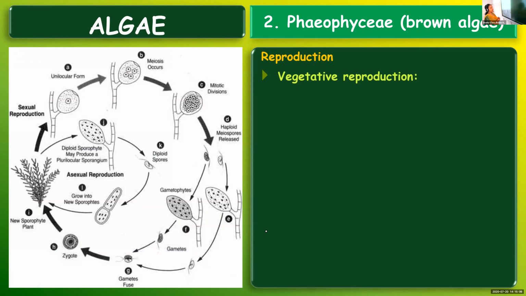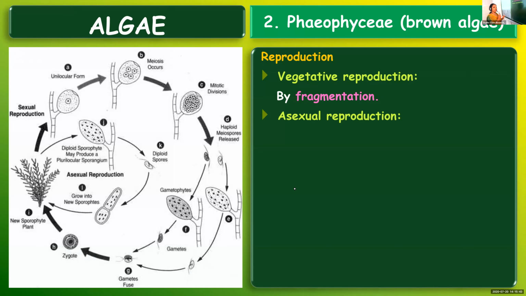Reproduction takes place by different means. Vegetative reproduction takes place by the typical method of vegetative propagation, that is fragmentation. Fragmentation means the filaments of alga will break into small pieces or fragments, and from each fragment a new individual can be formed. You know about fragmentation. In 10th also you have learned about fragmentation. So to start with, vegetative reproduction takes place by means of fragmentation.